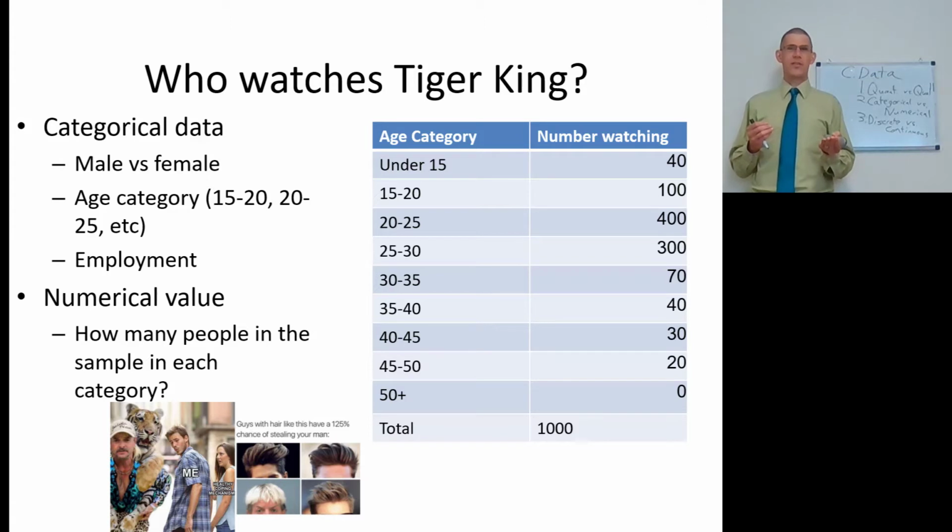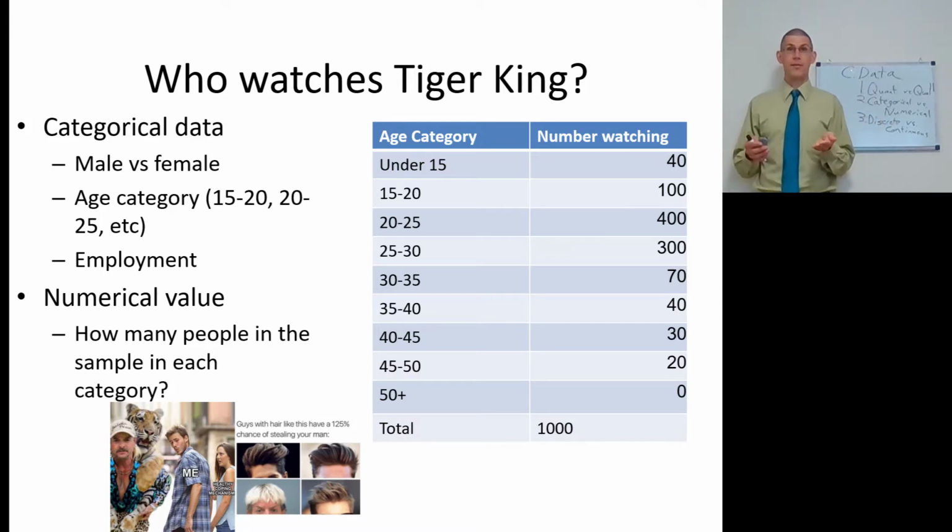What is your age category? As I said, you're putting them in boxes. And this box approach is a discrete approach. Employment: are they fully employed, partially employed, recently unemployed people watching Tiger King? These are different categories we can fit them in, and the numerical value we're putting is the number that are in each category.